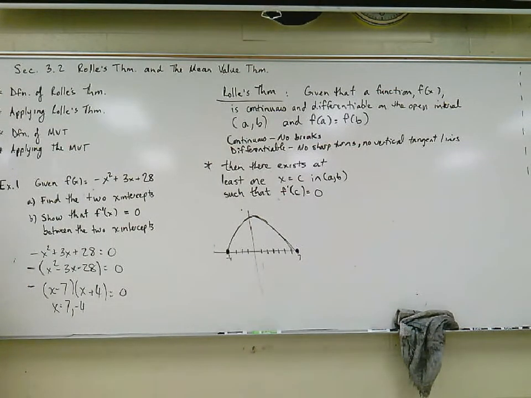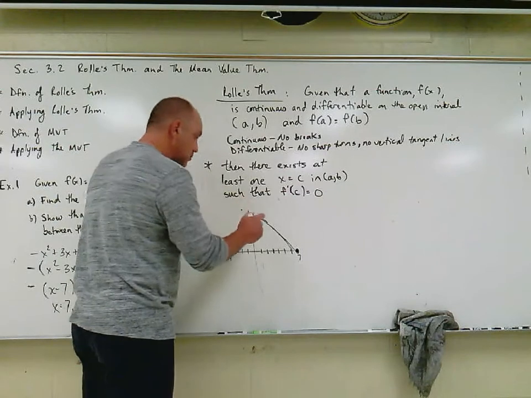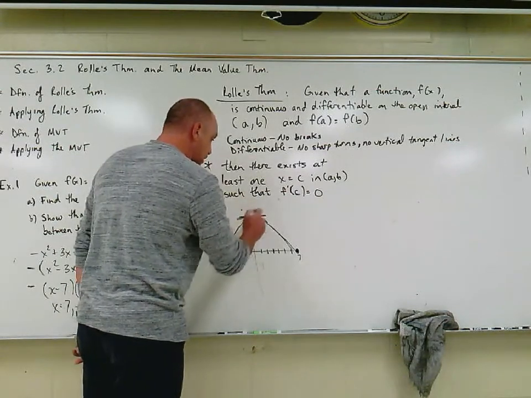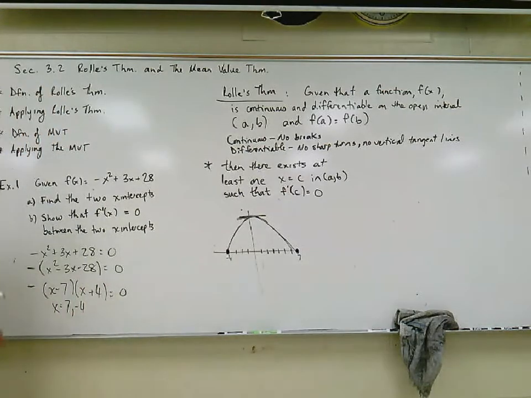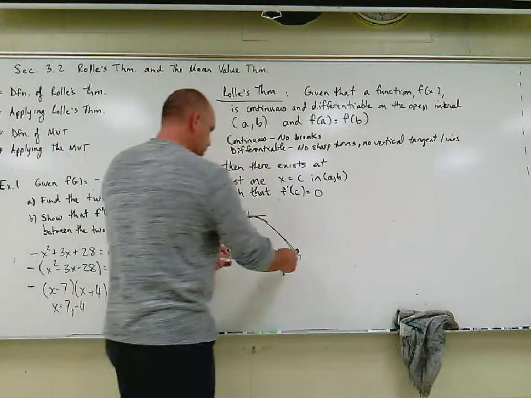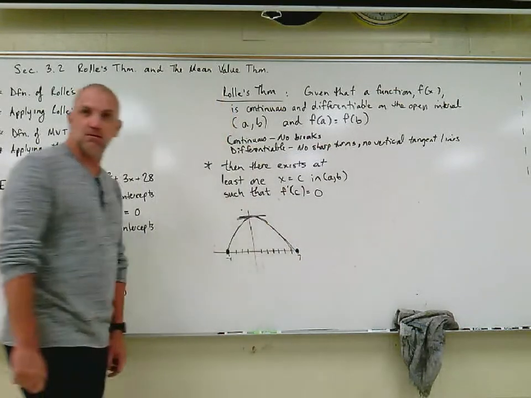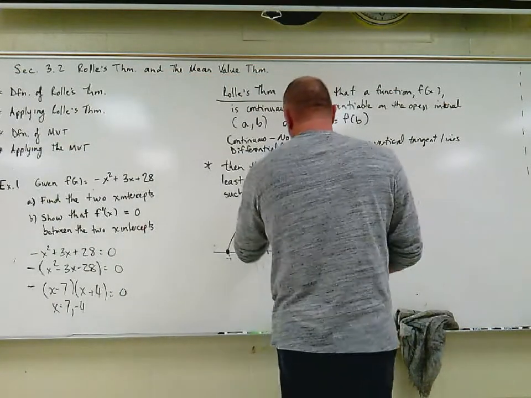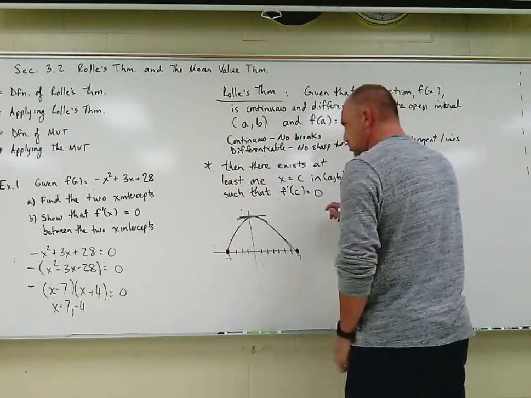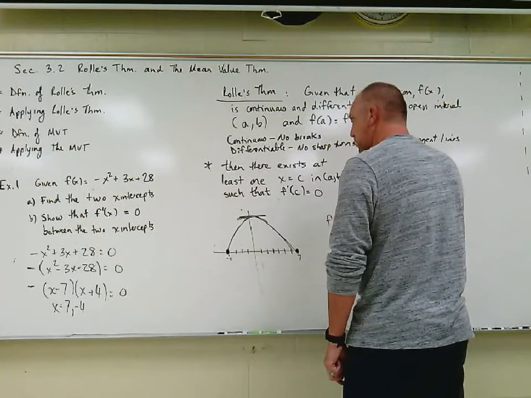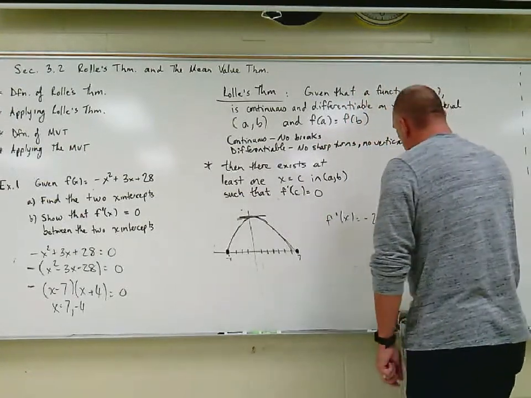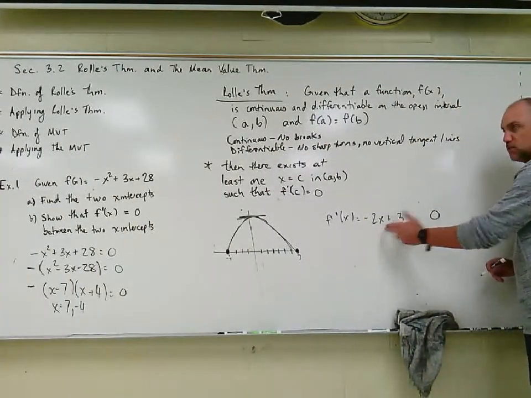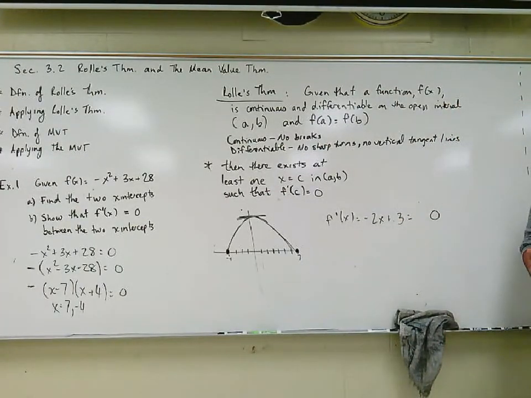Now we've got to set the derivative equal to 0, and we're going to find the x where the slope is 0. You can see there's only one spot, right here, wherever that spot is. Where is the slope equal to 0? So your process is: in between these two points, there should be one x. So I'm looking for f prime of what gives me 0. I'm going to find my derivative: f prime of x is negative 2x plus 3, and I'm going to set it equal to 0. This is what you'll be doing to show that Rolle's theorem is true.